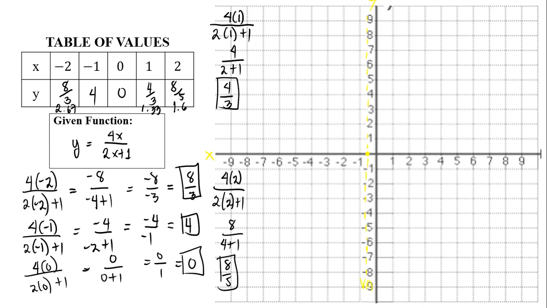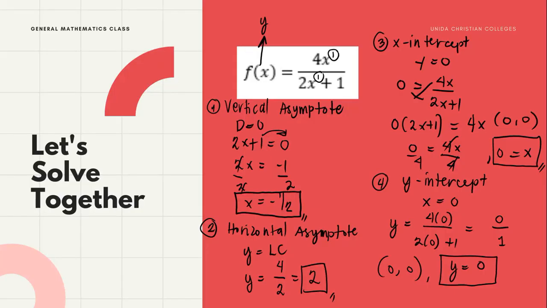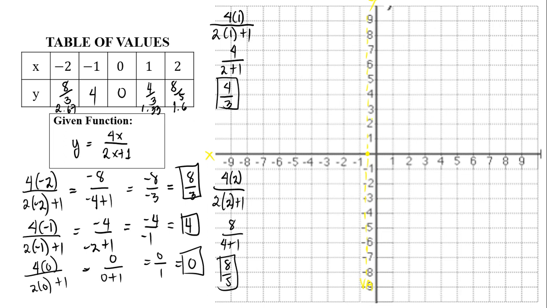Okay, vertical asymptote. Next, ang horizontal asymptote naman po natin, we have 2. So, y is equal to 2. So, ito naman po yun. Okay, so ito naman po ngayon ang ating magiging horizontal asymptote. I know, this is horizontal. Sorry po. This is horizontal asymptote.